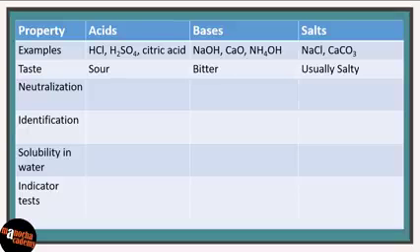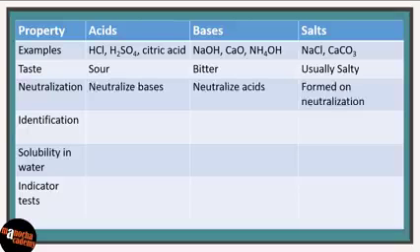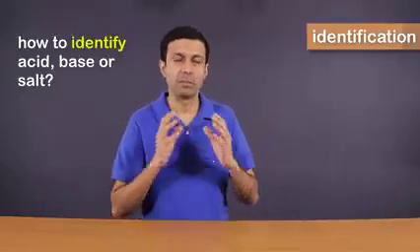Let's fill in the table for the neutralization row. Acids and bases neutralize each other and produce salt and water. Now let's look at identification. If you are looking at a new compound and we know the chemical formula, how can we identify if it's an acid, base or salt?